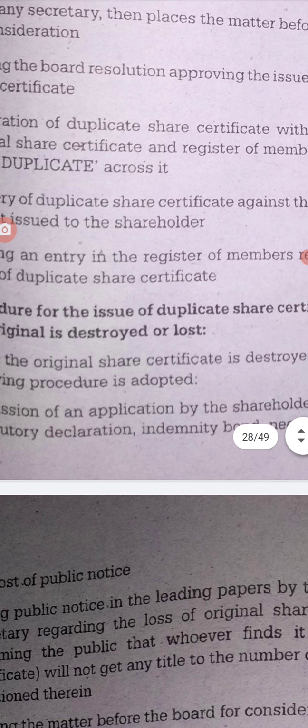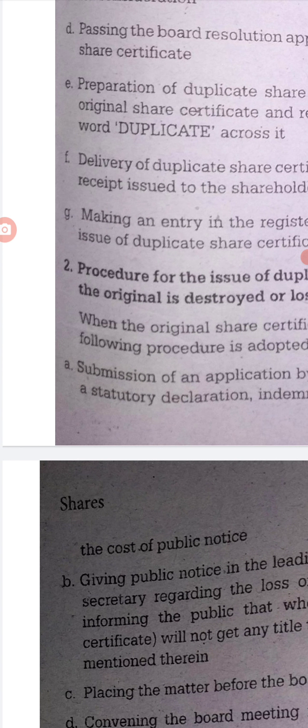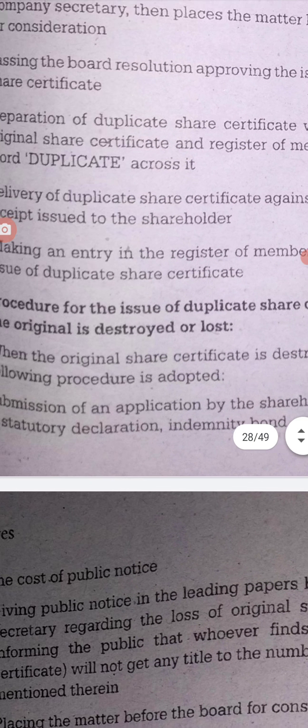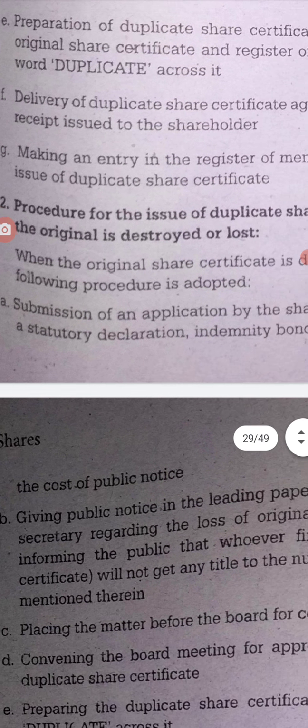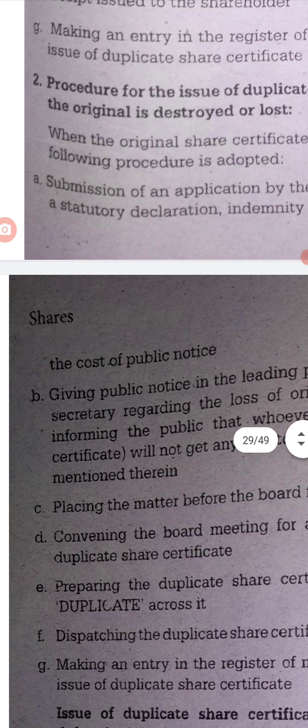And then in the register of members, the word duplicate has to be written, and there is delivery of the duplicate certificate against the lodgement receipt issued to the shareholder, making an entry in the register of members for issue of the duplicate certificate.